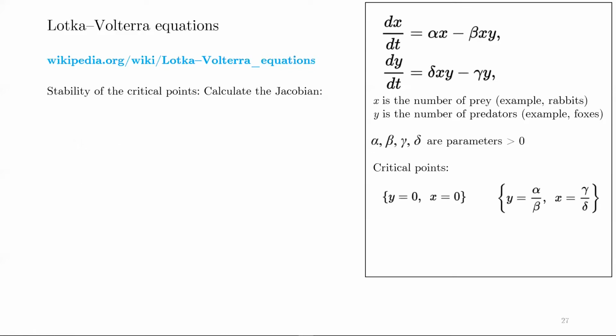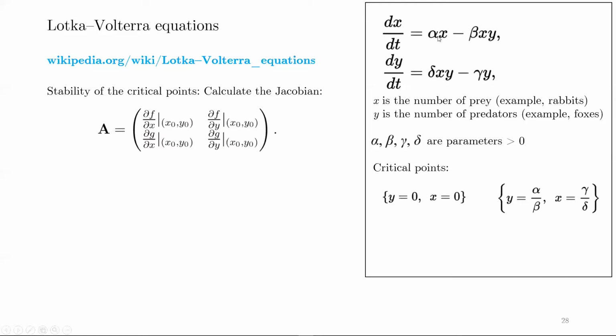So let's take our two critical points here, and let's study the stability of these critical points and the type of these critical points. So again, we're going to calculate the Jacobian of the linearized system. In other words, we're going to take this first equation, which we're calling f, which is alpha x minus beta xy, and take its two partial derivatives, one with respect to x, one with respect to y. And then similarly, the right-hand side of the second equation, we're calling g, and we're going to also take its partial derivatives.